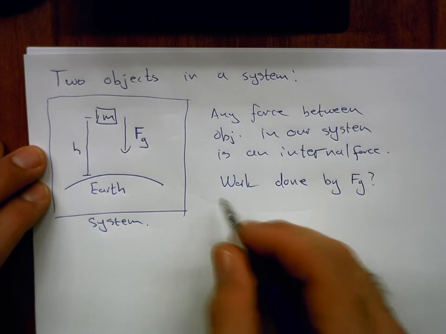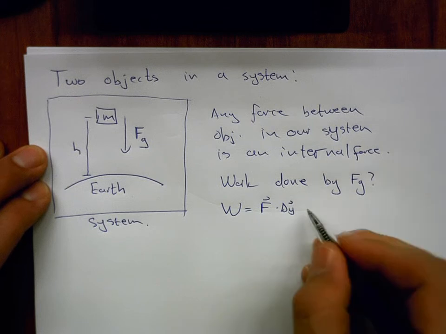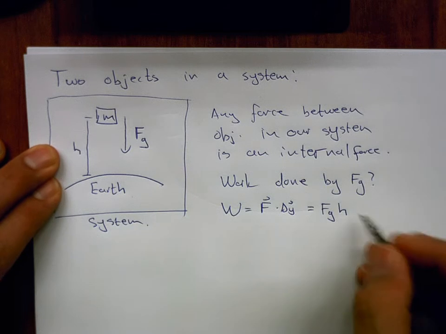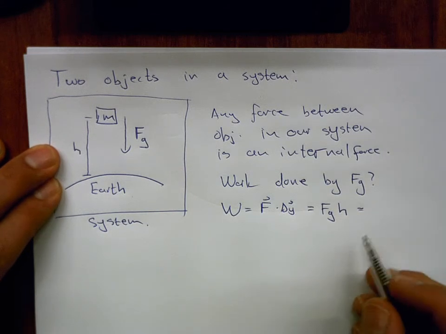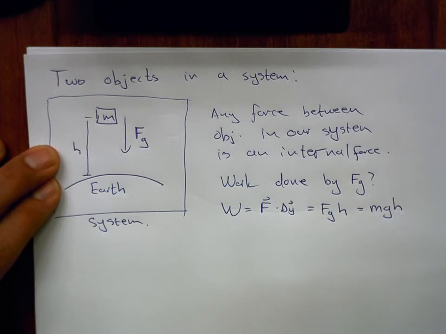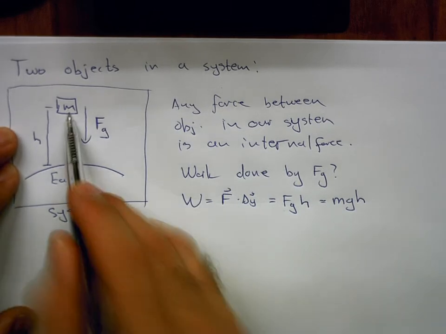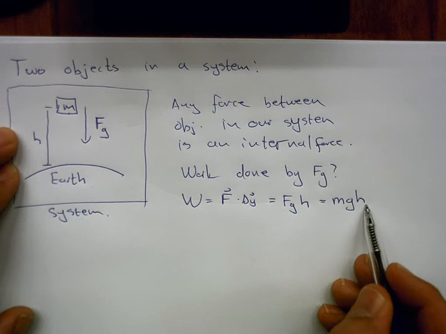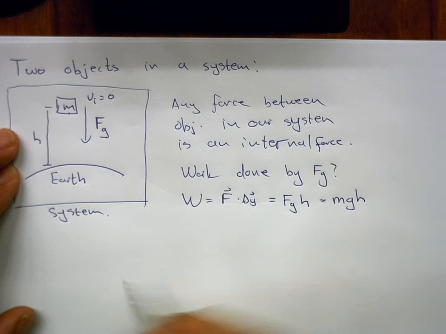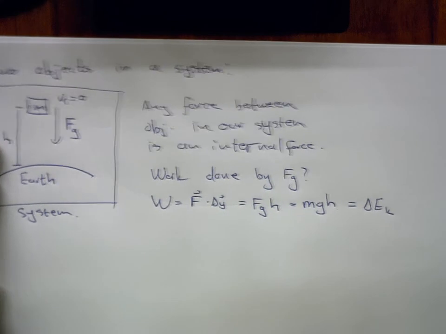Well, we know that work done is always a force dot a displacement. In this case, it's just the magnitude of the force Fg times whatever the height was. We know Fg is equal to m times g, times h. So in this case, the work done on that mass is m times g times h. So if it had a velocity equal to 0, we know this then would be equal to our change in kinetic energy as well.